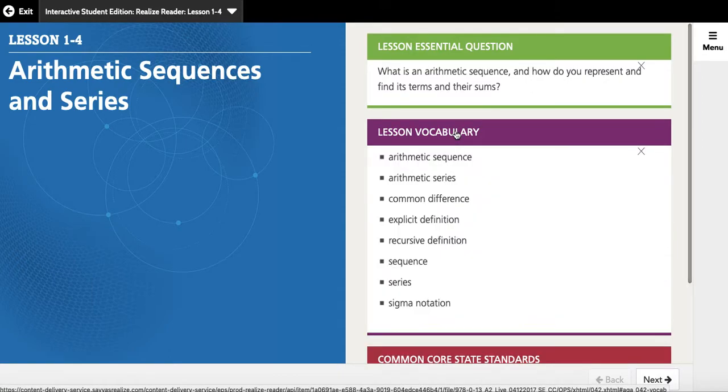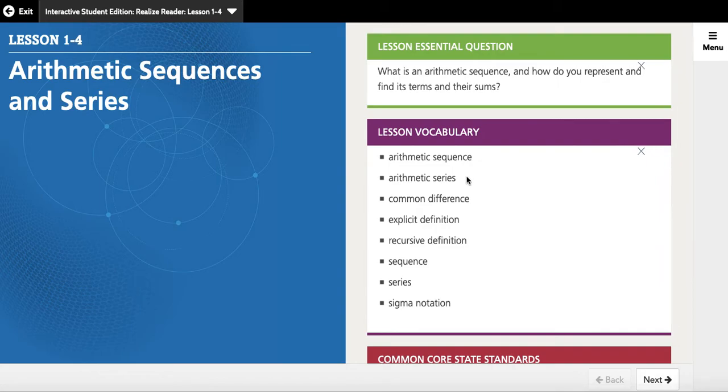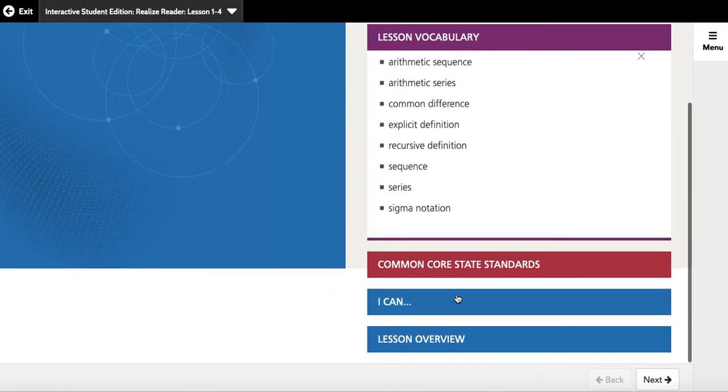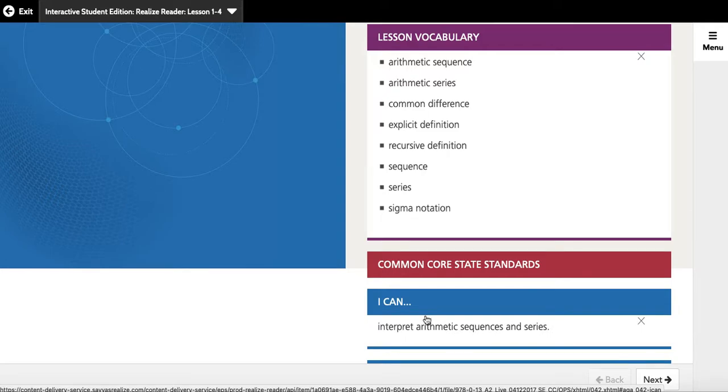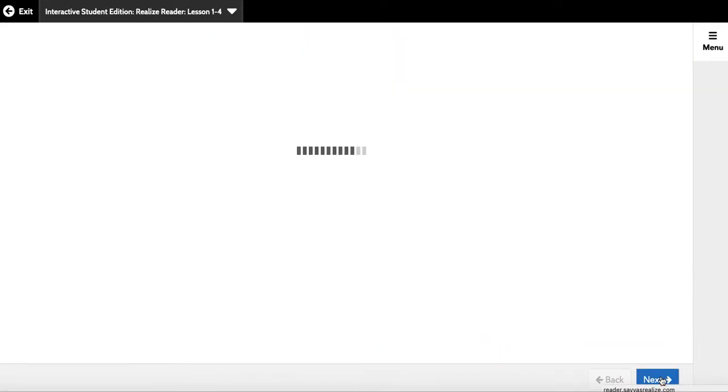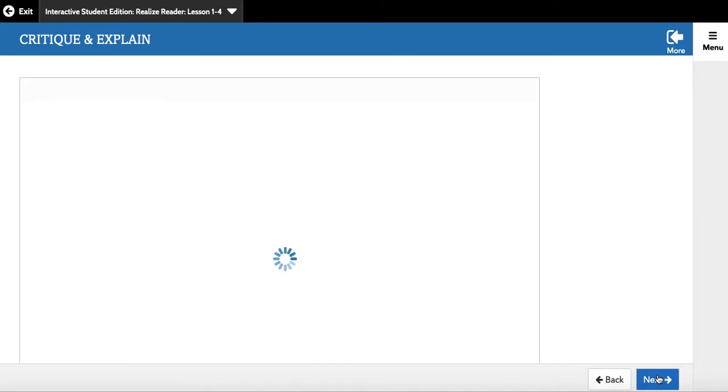A lot of vocab in this section: arithmetic sequence, arithmetic series, common difference, explicit definition, recursive definition, sequence, series, sigma notation. And in the end, you'll be able to interpret arithmetic sequences and series. Let's go ahead to example 1.